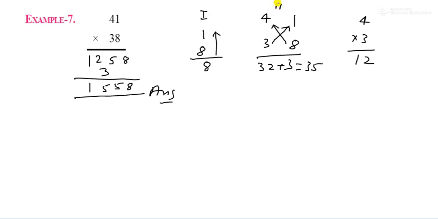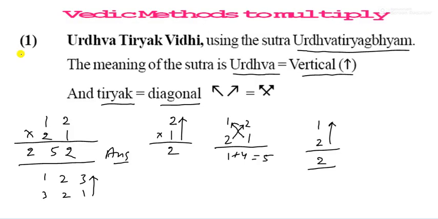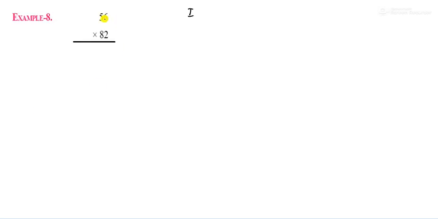Now come to example 8. What happened in this? First of all, step first. These are the step first, second, and this one is the third step. And in the first question also, this is the first step and second step, and it is the third step. So you can do this. Now come to this question.